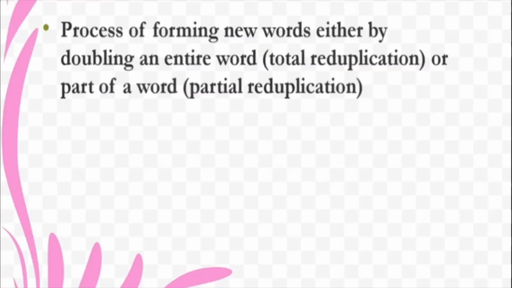So the process of forming new words, either by doubling an entire word. Doubling means writing the same word twice. So that will be called total reduplication. Or when you write a part of the word again, that will be partial reduplication. So duplication means what? The process of writing a word totally as it is twice, or writing a part of the word twice. Okay, so when we see the examples, you will understand.